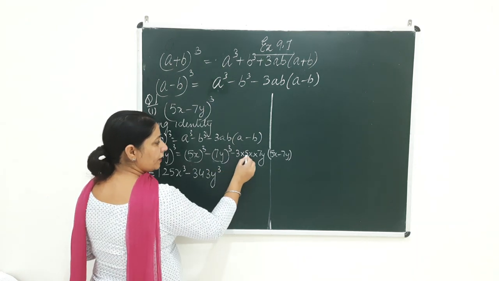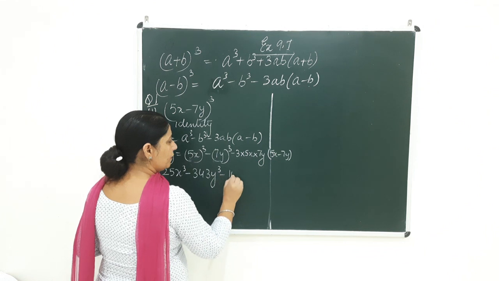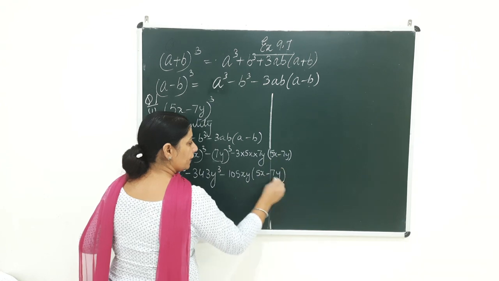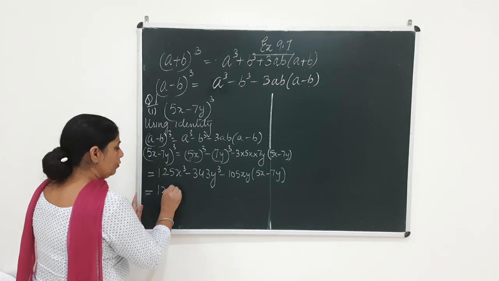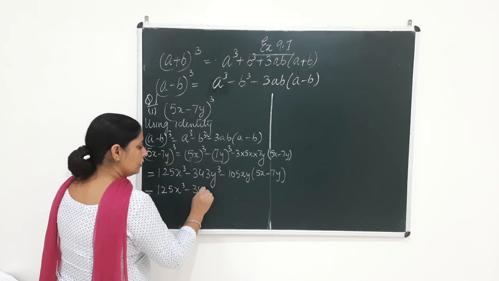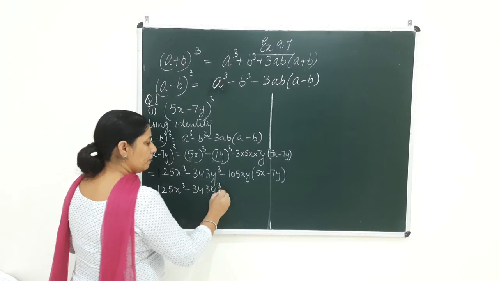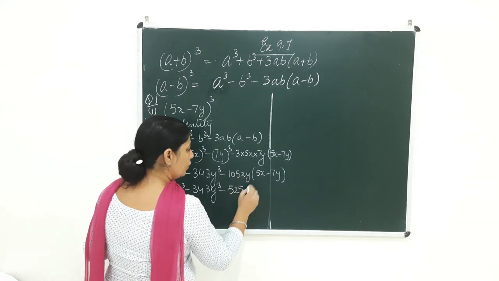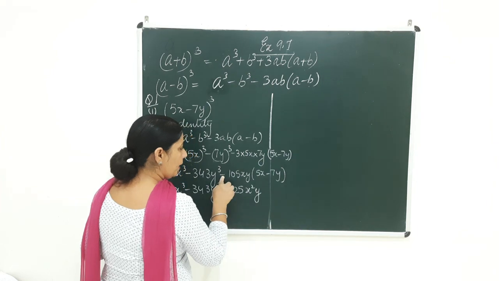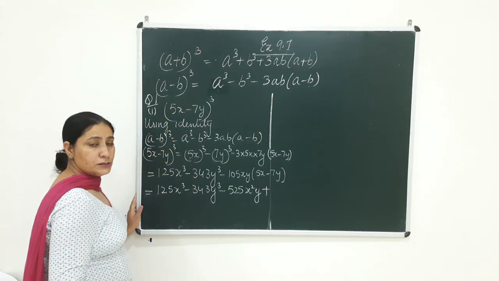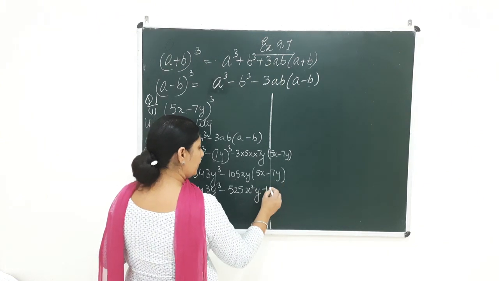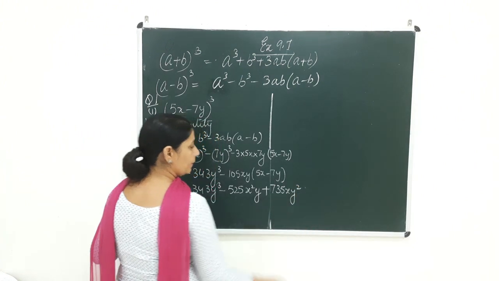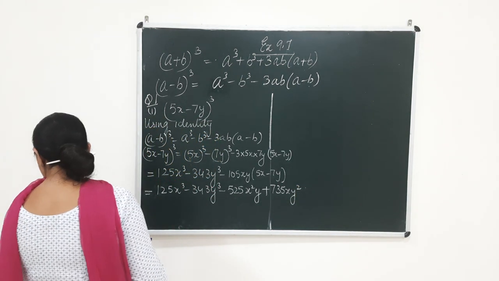Now what do you get here is 5 threes are 15. 15 sevens are 105 xy bracket start 5x minus 7y. Now what do you get, beta? 125 x cube minus 343 y cube minus 105 into 5, that is equal to 525. x into x becomes x square and y. Minus and minus when multiplied will become plus, beta. 105 into 7, multiply it, that is equal to 735 x and y square. Clear, beta? In the same way, beta, we will do the second part.